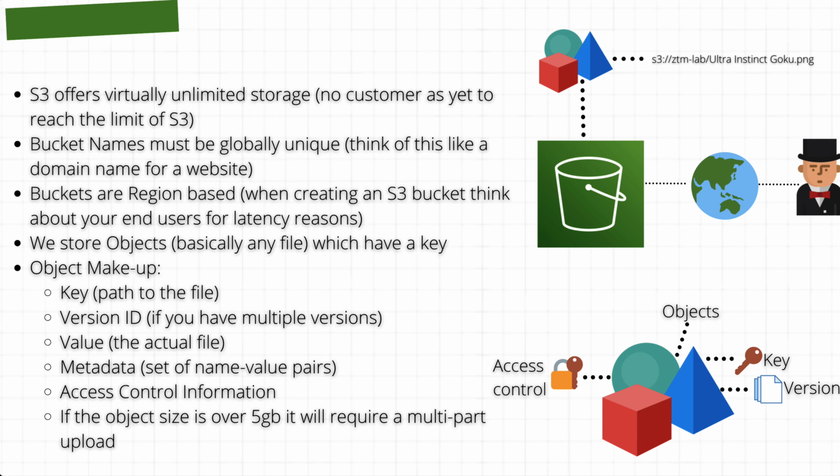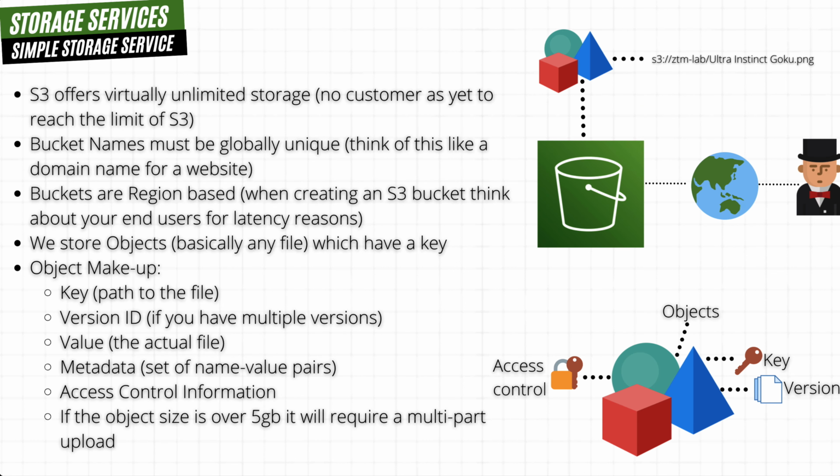Now, bucket names in AWS must be unique. Think of a bucket name like a website URL. No two can be exactly the same. And when creating these buckets, you must keep in mind that this is a region-based service. So if your main users are in a certain part of the world, you may want to create the S3 bucket in that region to better serve them.